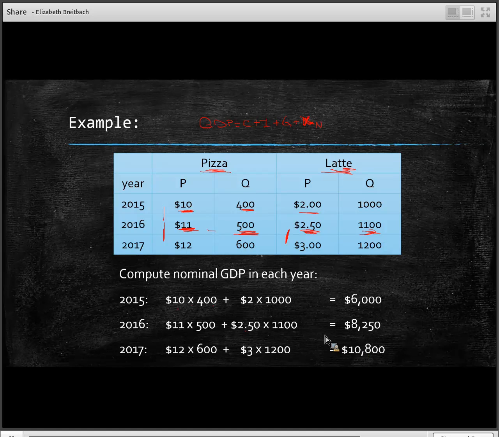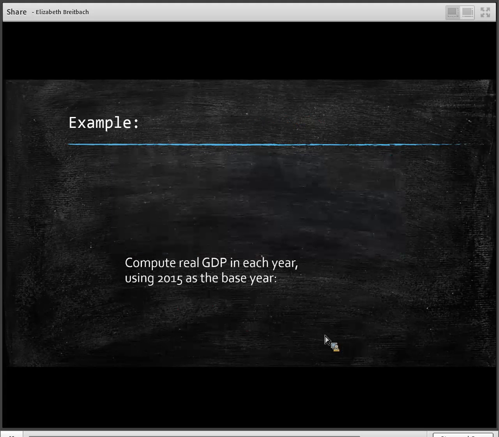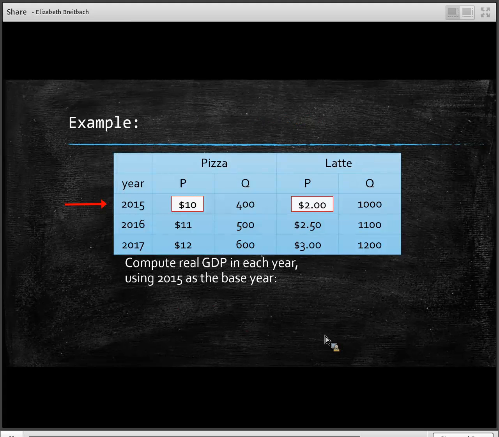Now we're going to calculate real GDP, and real GDP is going to use a base year, and we're going to use 2015 as that base year. So the prices are going to stay the same the whole way through. So you can just list your prices of $10 for all 3 years, list your prices of $2 for all 3 years, and we're not going to change those prices.